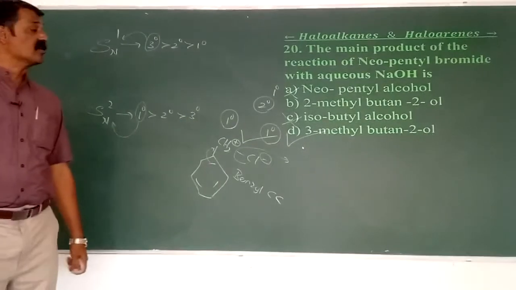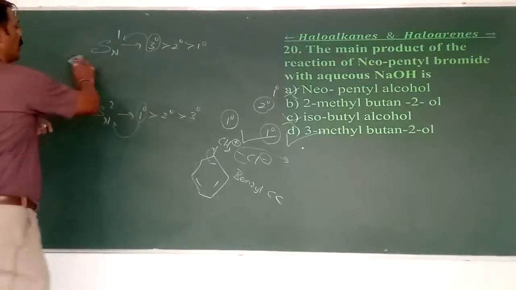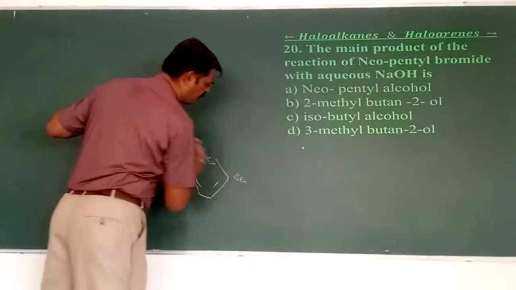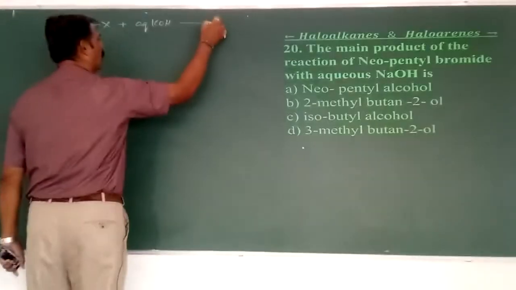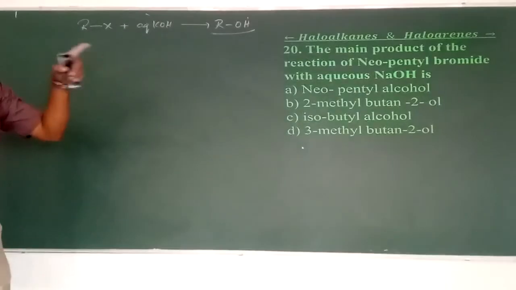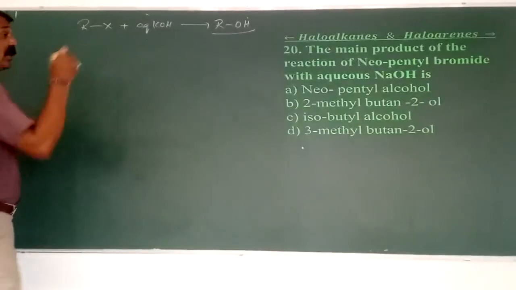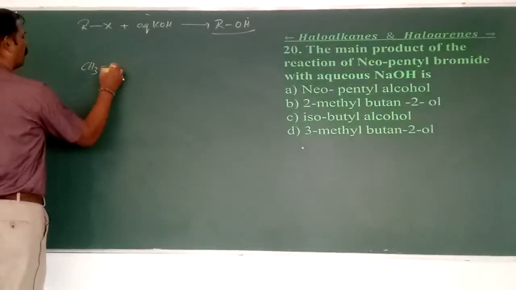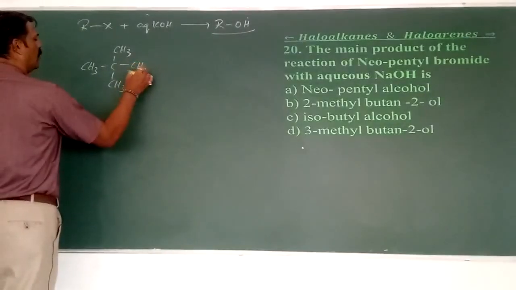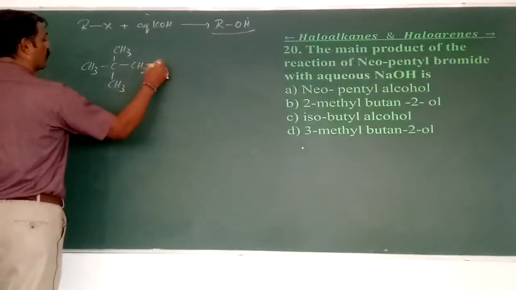The main product of the reaction of neopentyl bromide with aqueous KOH gives what? In general, what we have decided is, when any haloalkane is made to react with aqueous KOH, RX plus aqueous KOH undergoes NSR to form the respective alcohols. Neopentyl bromide, what is that? Neo means like this: a carbon surrounded by four is called neo.